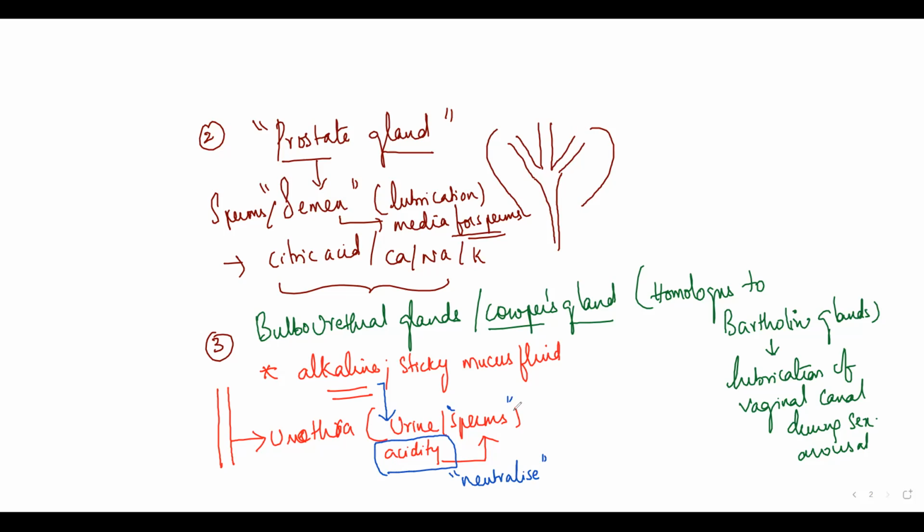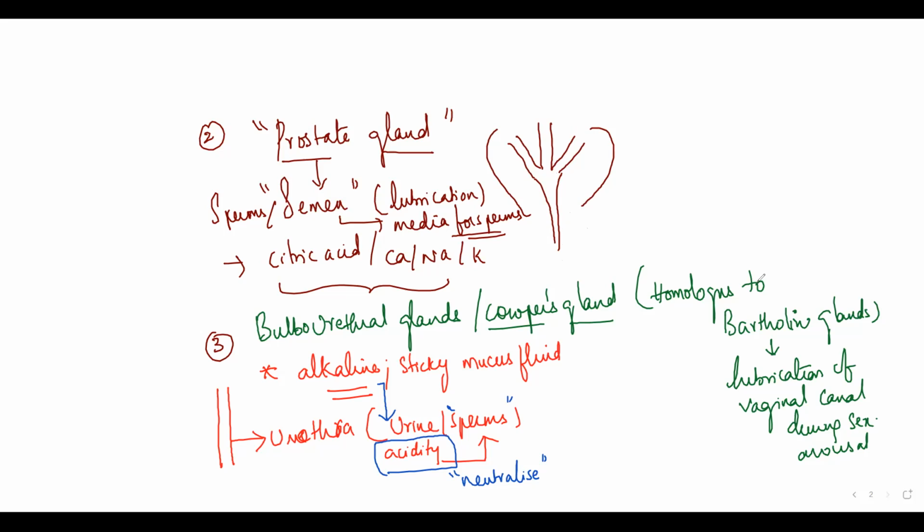So this is the most important function of your sticky mucus alkaline fluid. And the other thing it does is it intensifies the sexual arousal. As the ejaculatory ducts contract, the semen along with the sperms move down, and further the bulbourethral glands add the sticky mucus fluid and give a more filled up sensation, which is called the intensification of the sexual arousal.